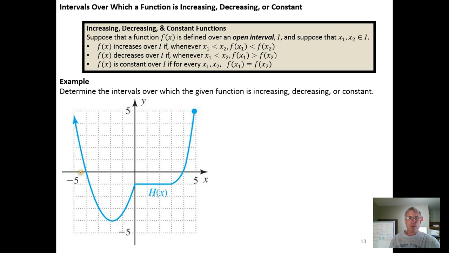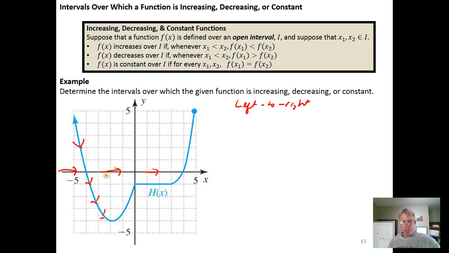Here's the idea. We're going to be moving along the input or x-axis from left to right. And when we're defining intervals over which the function is increasing, decreasing, or constant, we're describing the x values or the input values over which the function is increasing, decreasing, or constant. And the idea is, as we move from left to right on the input axis, the function is either descending or decreasing. In other words, the outputs are getting smaller and smaller.